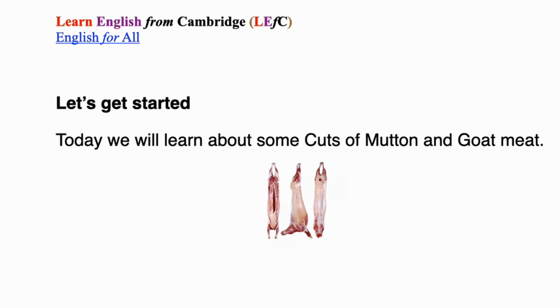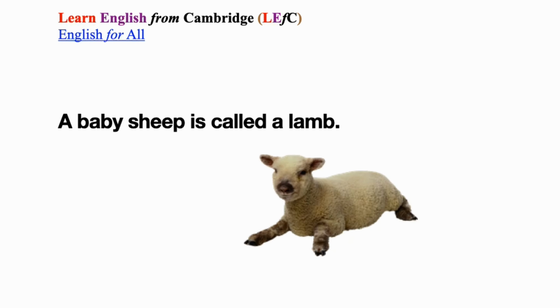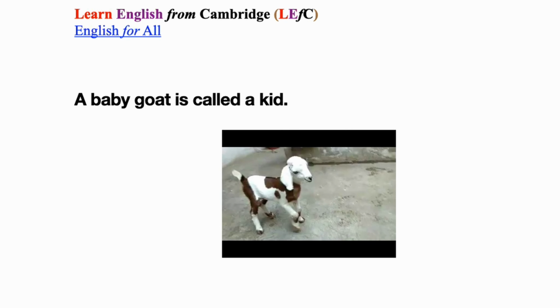Let's get started. Today we will learn about some cuts of mutton and goat meat. This is a sheep. A baby sheep is called a lamb. This is a goat. A baby goat is called a kid.